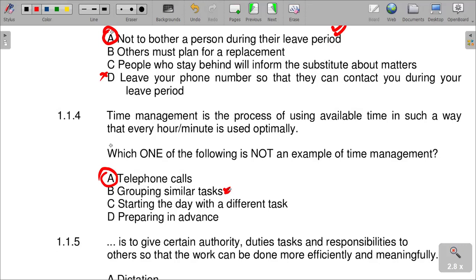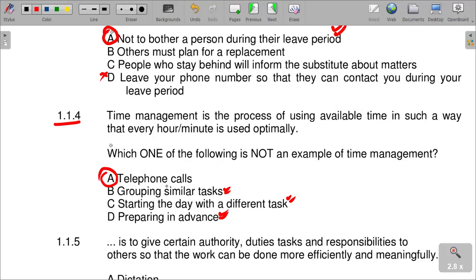So in other words, we are looking for the one which is not an example of time management. Starting the day with a difficult task is time management because a person is doing something contributing towards the organization. Preparing in advance also saves time because an employee would be using less time; it is effective time management because less time is going to be spent on the work. So for question number 4, our answer is A, telephone calls.